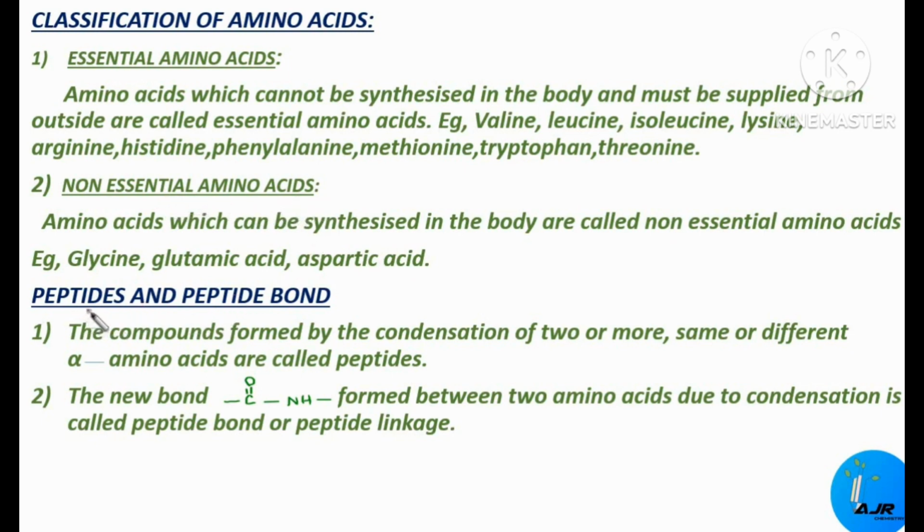Okay. So next let me explain about the peptides and the peptide bonds. I have already explained about peptide linkage or peptide bond, but let us see once again what peptides are. The compounds formed by the condensation of two or more same or different alpha amino acids are called peptides. The new bond C=O NH formed between two amino acids due to condensation is called a peptide bond or peptide linkage. This is the bond that is formed between two amino acids.